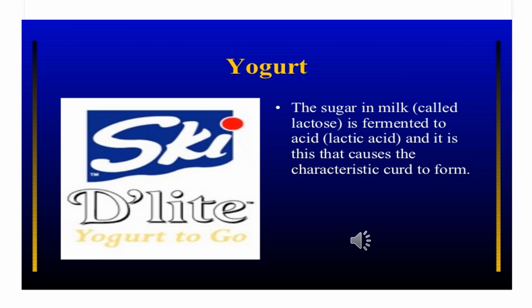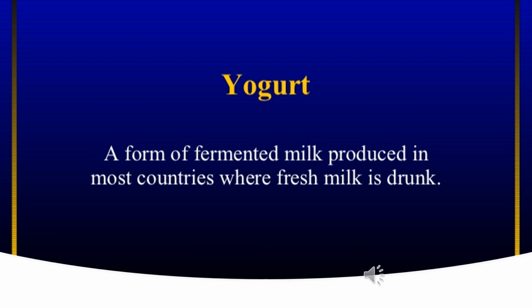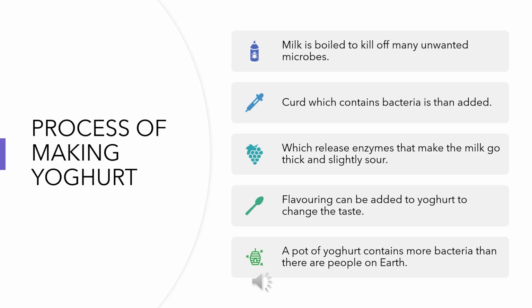Dear students, another beneficial use of microbes is in the production of yogurt. The sugar in milk, called lactose, is fermented to lactic acid, and it is this that causes the characteristic curd to form. Yogurt is a form of fermented milk produced in most countries where fresh milk is drunk. Here I will describe the process of making yogurt.